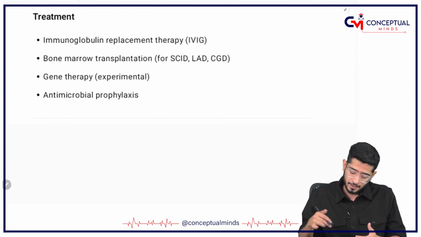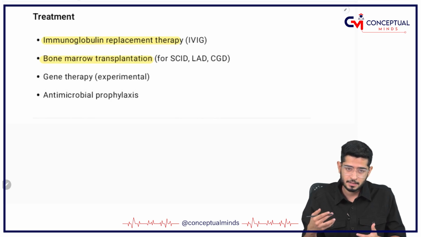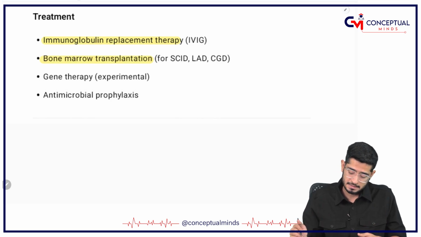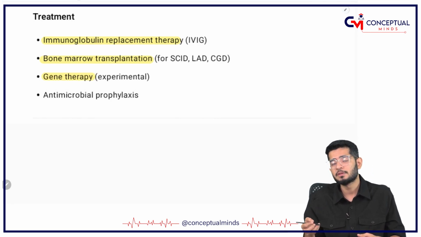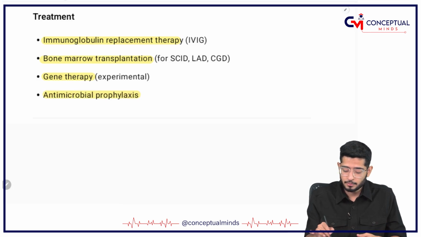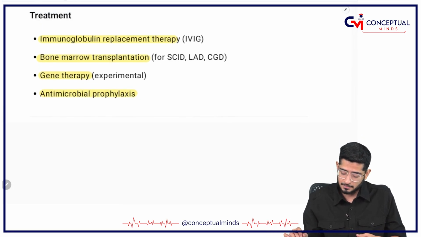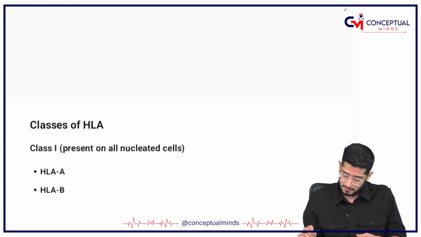What is the treatment? You have to give immunity from outside, immunoglobulin replacement. Bone marrow can be transplanted so that it can start generating. Gene therapy, new genes you are going to give so that it will lead to the formation of the deficient things like, for example, the T cells, B cells, and of course antimicrobial prophylaxis, so that when the microbes invade, they have the antimicrobial already inserted in them.